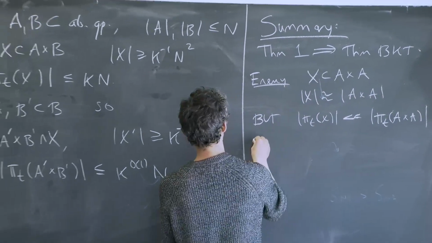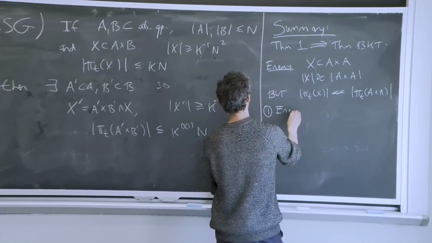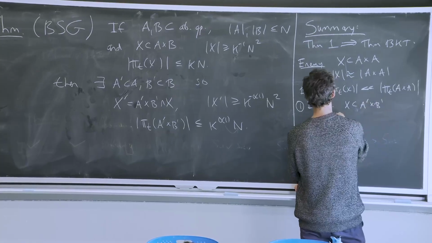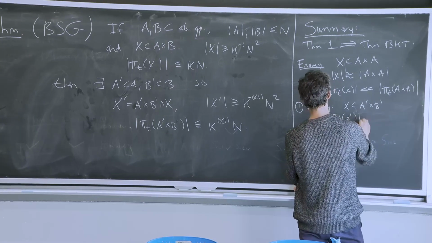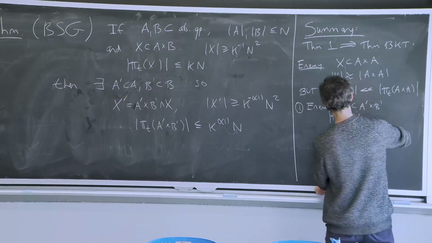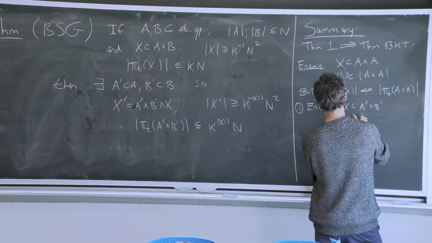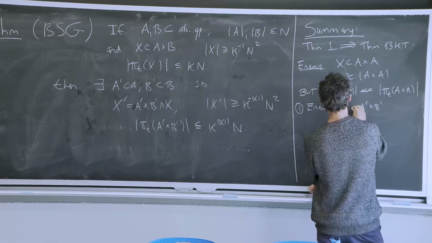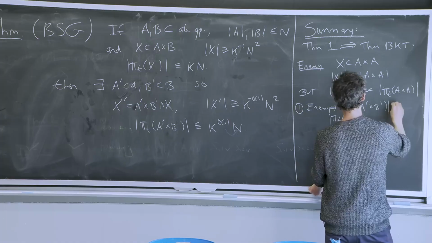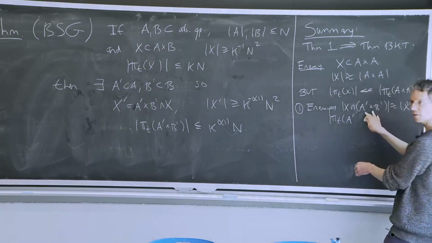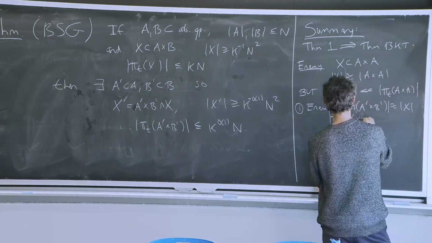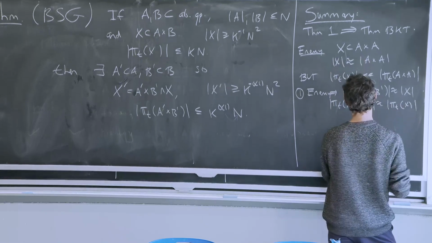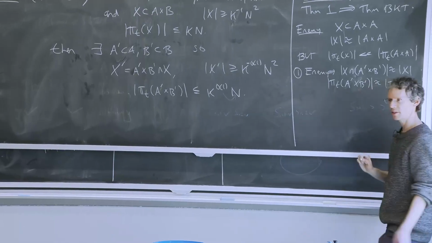And we learned two pieces of wisdom about this enemy, one in the BSG theorem and one in the lemma. So wisdom 1: in the enemy situation, X intersected with a smaller product is about the same as X. So a good chunk of X lives in a smaller product, and the projection of the smaller product is about the same as the projection of X.